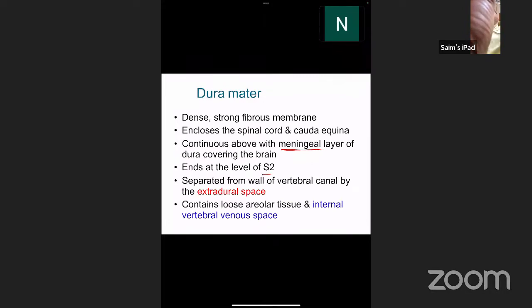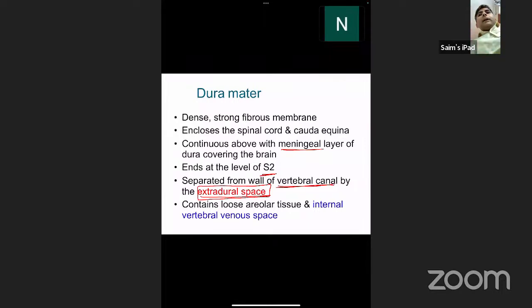So it ends at the level of S2. It is separated from the wall of the vertebra by the extradural space. So again, it is very important to remember that it is separated from the wall of the vertebral canal, because here the endosteal layer is absent. The vertebral canal is covered by its own periosteum. So there is one extradural space, and that is above the dura mater. It is not below the dura mater, because below the dura mater that will be the subdural space.